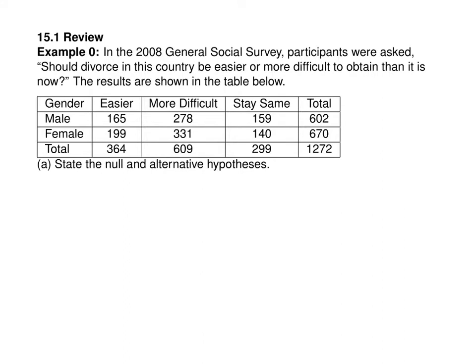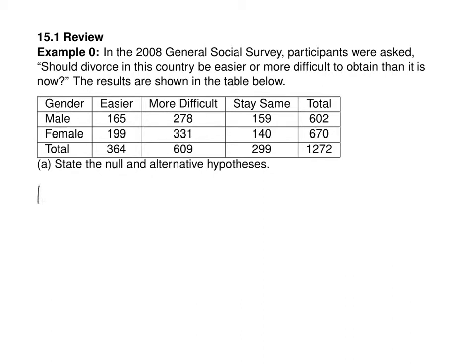So in 2008, the General Social Survey participants were asked, should divorce in this country be easier or more difficult to obtain than it is now? And the results for men and women were recorded. So the possibilities for answers were easier, more difficult, and stay the same.